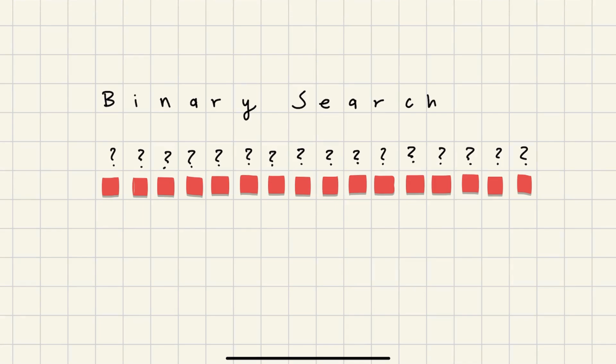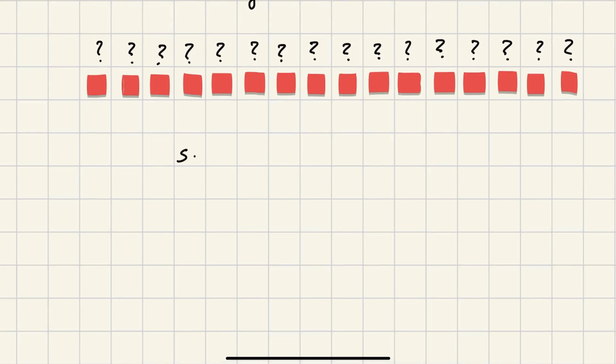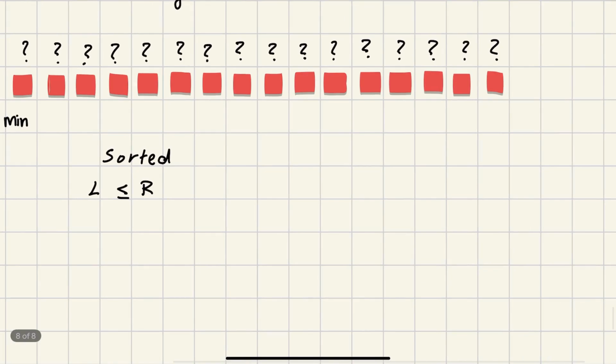Now, what I have in front of me is this list, and this list contains numbers. And now, the only information I'll give you about this list is that it is actually sorted. And this means that the left-hand side is always less than or equal to the right-hand side. Meaning that this value right here is the min, and this value right here is the max.